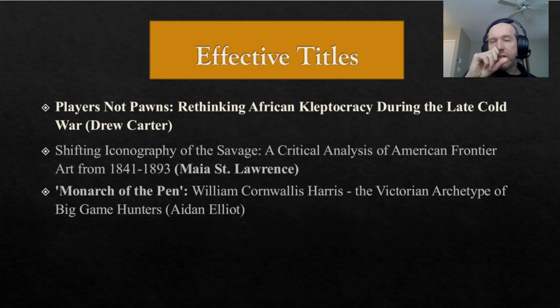Players, Not Pawns is the idea that third world leaders were not simply pawns on the superpower chessboard, but they could play the game as well and manipulate their superpower patrons. So Players, Not Pawns is suggesting the thesis, a very important revisionist thesis. And then it explains, okay, I'm going to be rethinking kleptocracy during the late Cold War. So it's kleptocracy, it's Africa, it's late Cold War. You're referencing time and space.